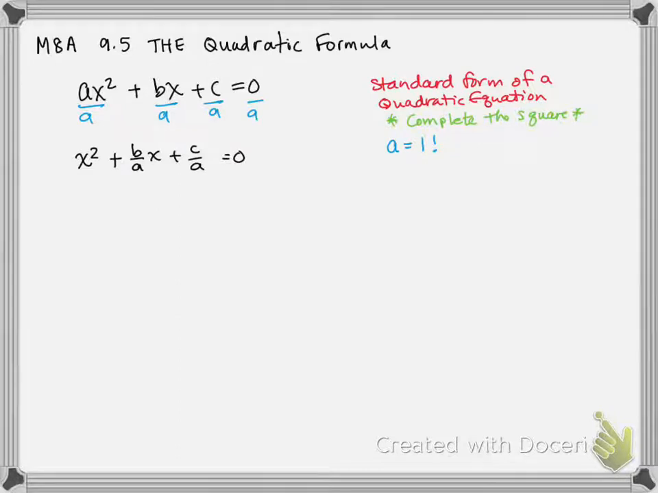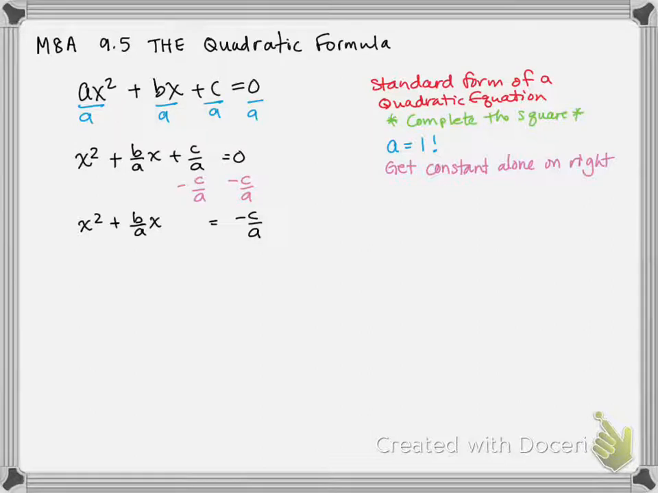Okay. Next, we're going to get the constant alone on the right. Now, every time I say right and left, I am talking about the equation and what side of the equal sign things should be. So we're going to subtract c over a from both sides. So we have x squared plus b over a x equals negative c over a.